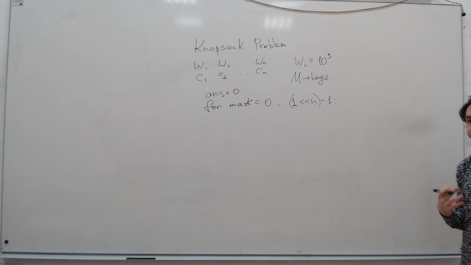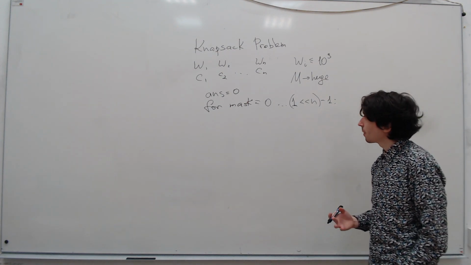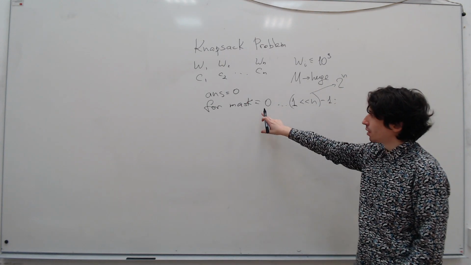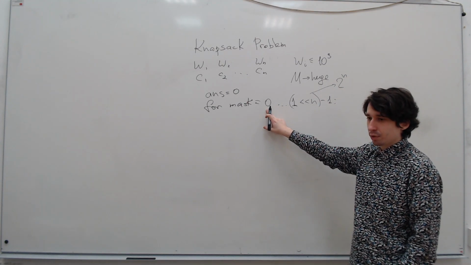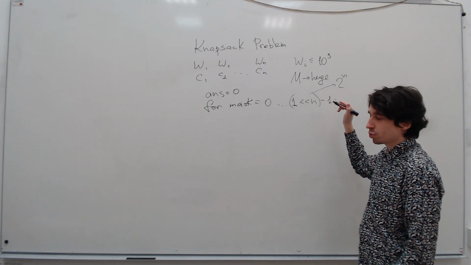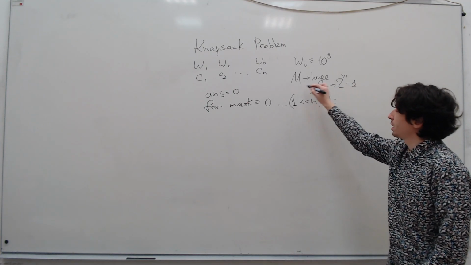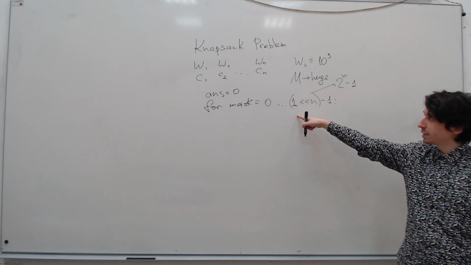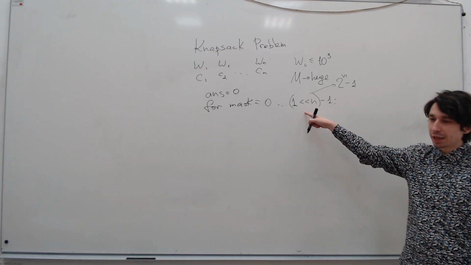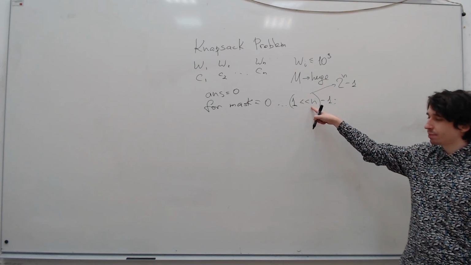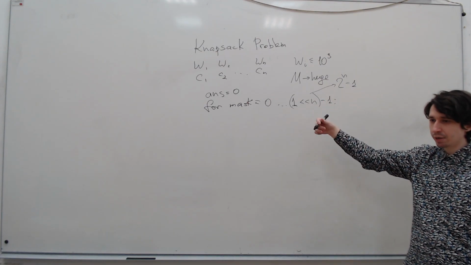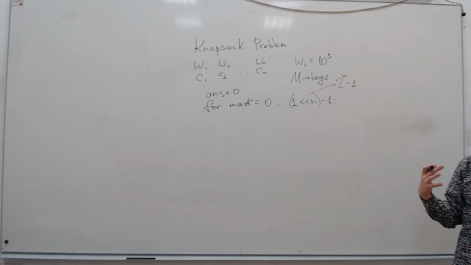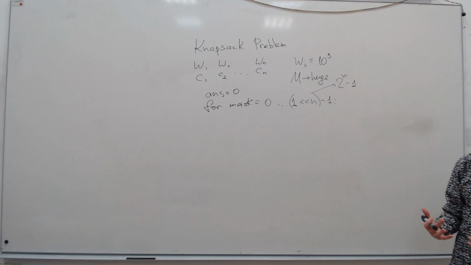So that's how we iterate over all the subsets. This is 2 to the power of n. We iterate our mask from 0 to 2^n minus 1. This shift means that we took 1 and multiplied it n times by 2. So you could consider it as a binary string. You should think about it as a binary string.